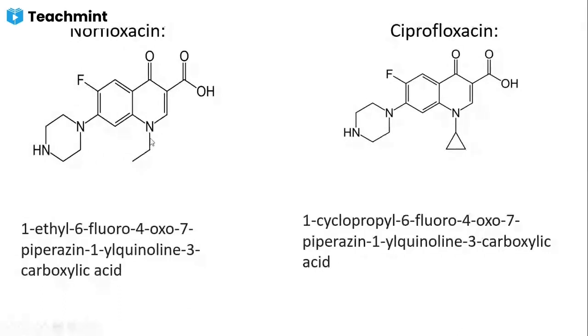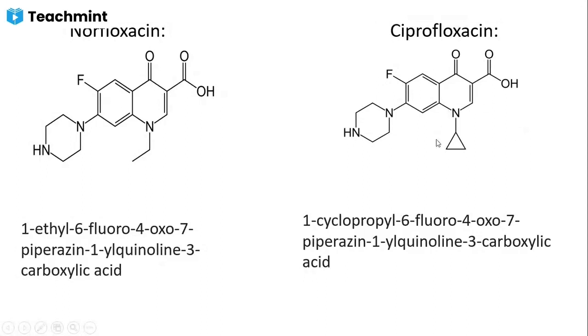Again, I'll recall for you the norfloxacin IUPAC nomenclature. 1 ethyl, then 6 fluoro, 4 oxo, 7 piperazine 1 YL, quinoline, 3 carboxylic acid. So this is the norfloxacin.